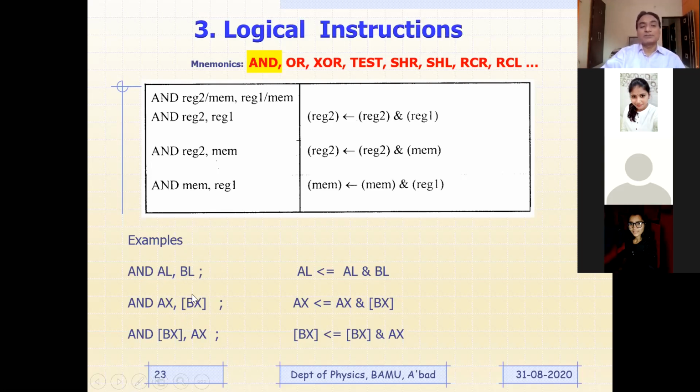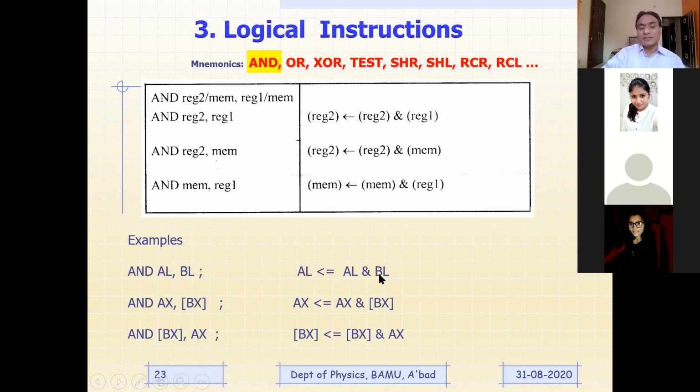You can see the first example belongs to the first type: AND register comma register. It means there are 2 registers, so AND AL comma BL. We know AL and BL are 2 8-bit registers. We have got 8 8-bit registers, so this doesn't mean that every time you have to use AL and BL. You can take any combination out of these 8 8-bit registers, or it can be 16-bit registers as well, like AX comma BX.